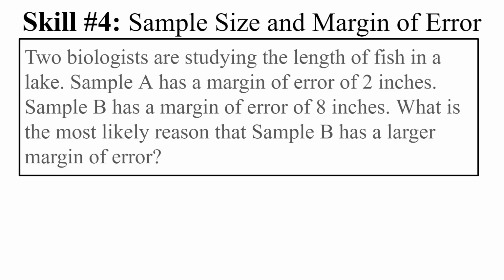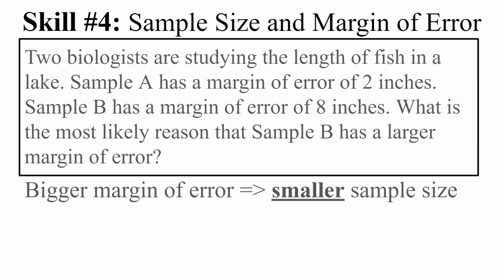So sample A has a margin of error of 2 inches. Sample B has a margin of error of 8 inches. What is the most likely reason that sample B has a larger margin of error? Okay, so margin of error and sample size are inversely related. So if it has a larger margin of error, it probably has a smaller sample size.